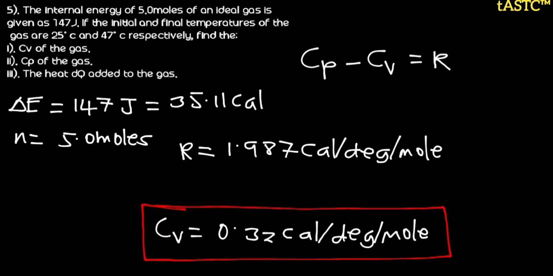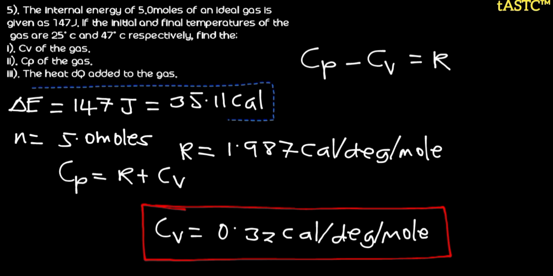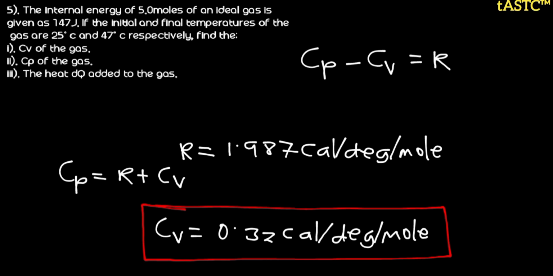So let us look at that. C sub P will be equal to R plus C sub V. So I'm going to wipe these out also. So C sub P is equal to R. R is 1.987. And that will be added to 0.32.